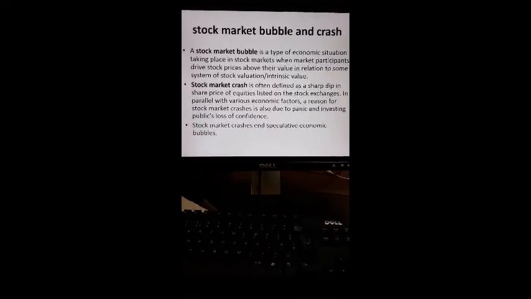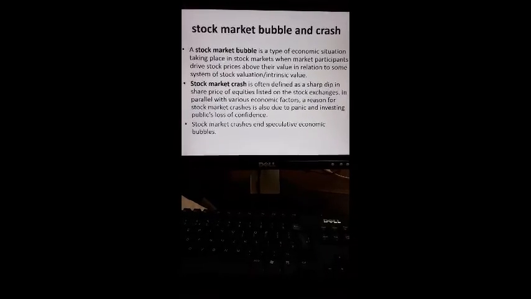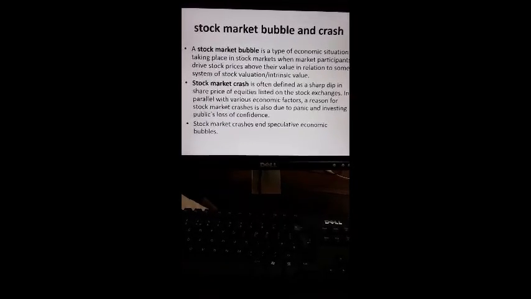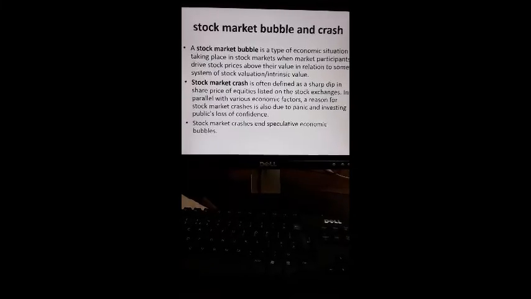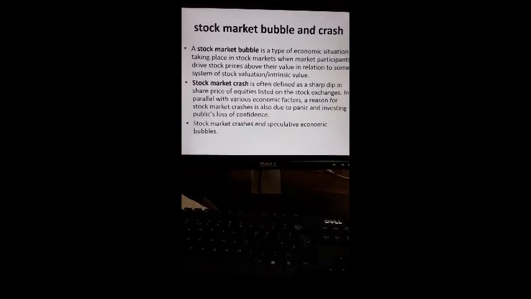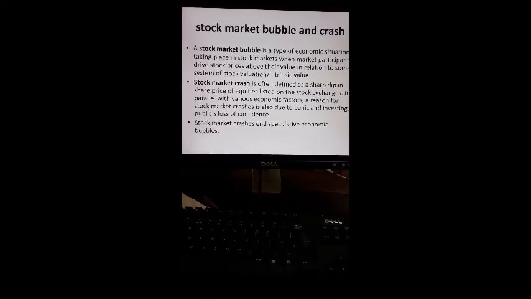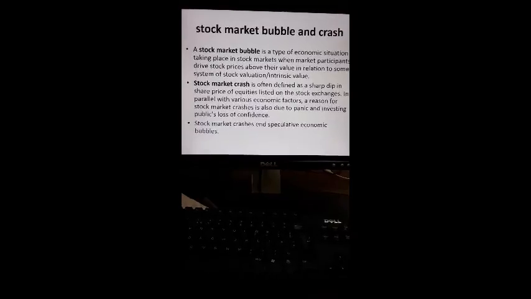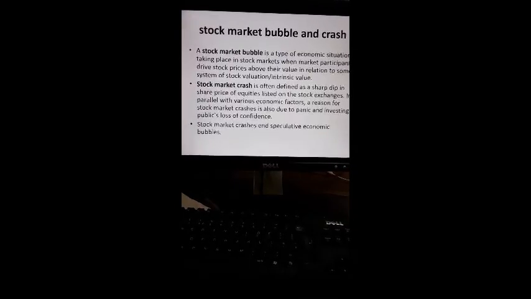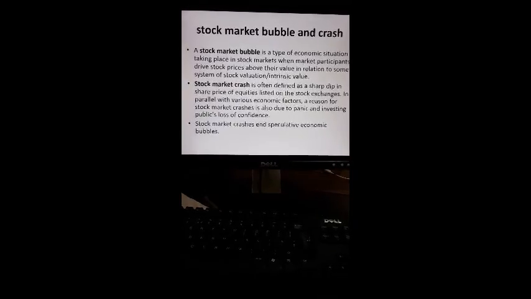And a stock market crash is defined as a sharp decline in the price of shares in the stock market. This is parallel with various economic factors which result in economic crashes. The main reasons for stock market crashes are a public loss of confidence in the shares of a particular company, and also panic among a larger percentage of investors who will be selling the shares of that particular company or shares traded in that market.